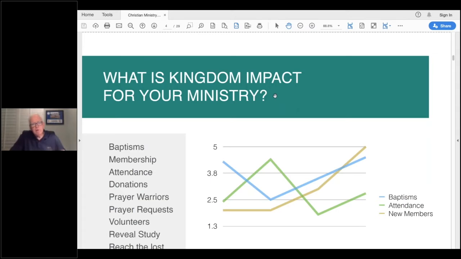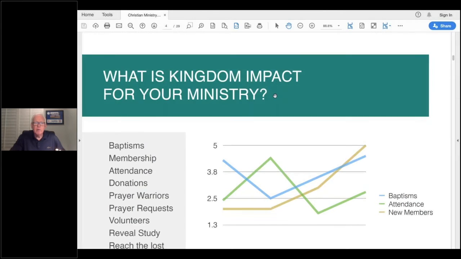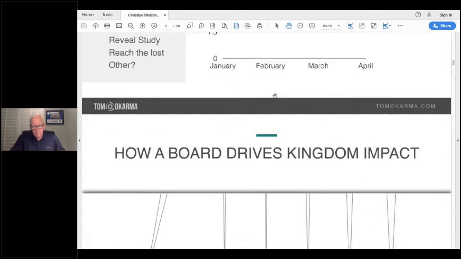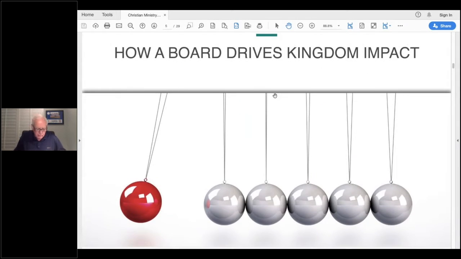The point I want to emphasize from a moment earlier is, what is impact for your ministry? Is it baptisms? Is it conversions? Is it helping people find jobs? Is it a social service agency helping people find jobs and getting to the point where they don't need your help anymore? Is it working with teen moms? Is it working with veterans? Whatever it might be, you need to be crystal clear in what that is, so that you can recruit the best people on the board who will have an interest in that.